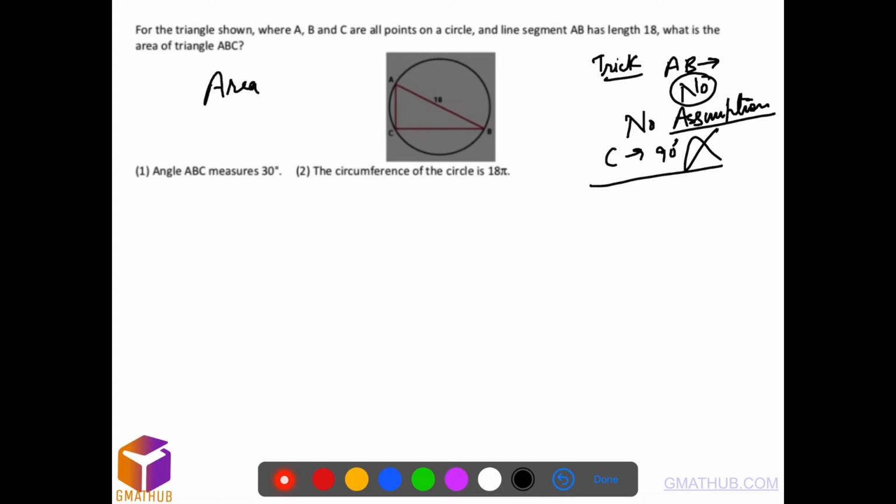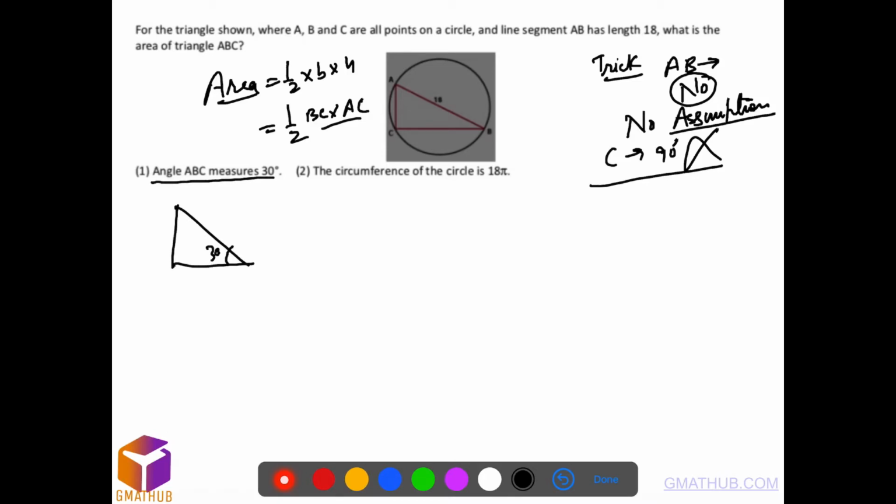triangle? That's the question. So area would be half base into height, so half into BC into AC. So if we can find BC and AC, we can find the area. First statement, angle ABC measures 30, but we have no idea about the other two angles. Okay, so in no way we can find the other two sides. It's clearly not sufficient. Second, circumference is 18 pi, circumference is 2 pi r.